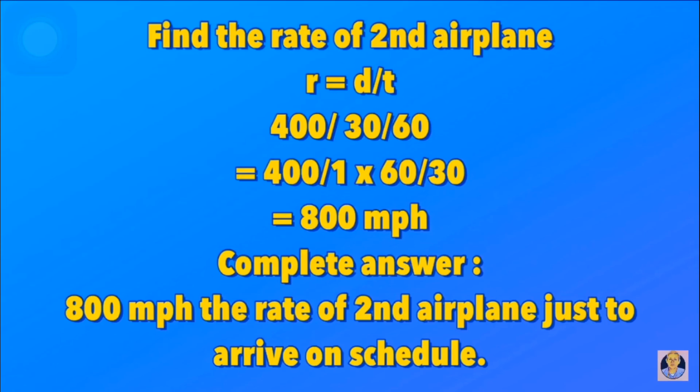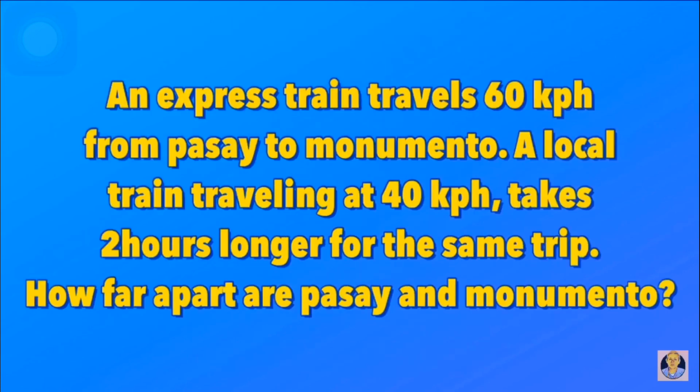So 400 over 1 times 60 over 30. Then by cancellation method, we have 60 divided by 30 equals 2, 30 divided by 30 equals 1. Then horizontal multiplication, 400 times 2 equals 800 miles per hour. Our complete answer, 800 miles per hour, the rate of the second airplane just to arrive on schedule. Okay, next problem, number 6.